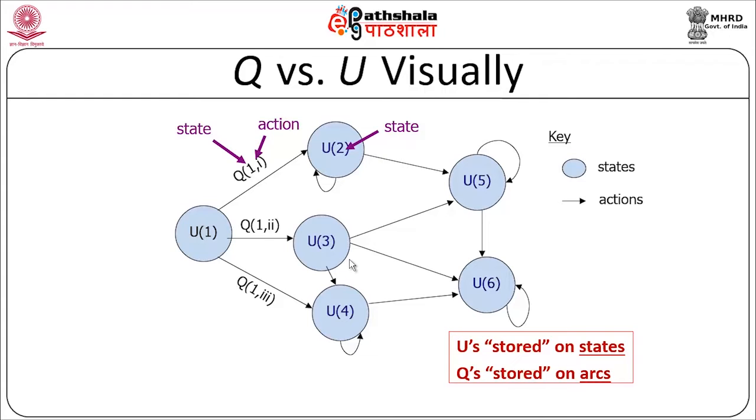From Q1, the state 1, you can choose any of these 3, similarly from 2, 3 and so on. So, the actions are given by arcs and Qs are stored on the arcs. So, this is a basic difference between where you find the utility of a state independent of the action, and here you find the utility of a state or the value of the state based on both the state and the action.